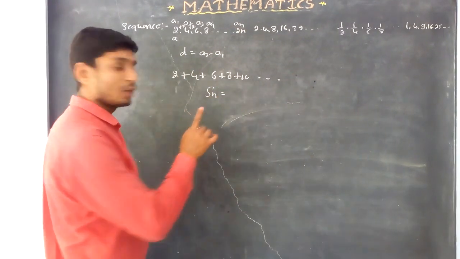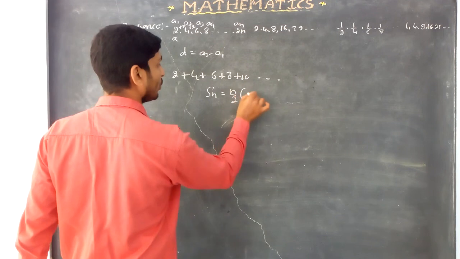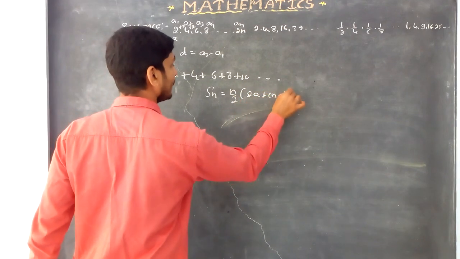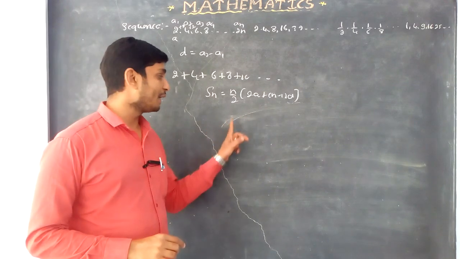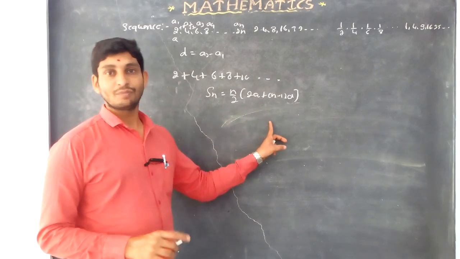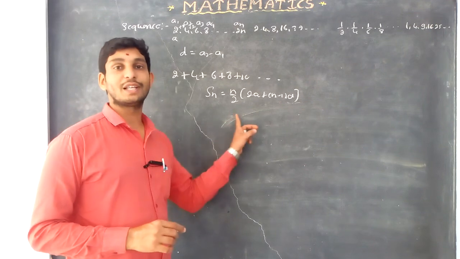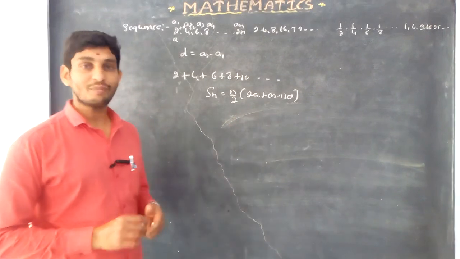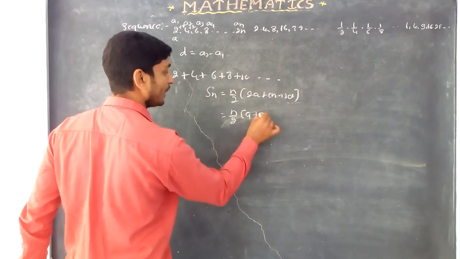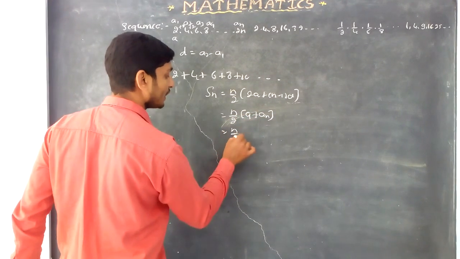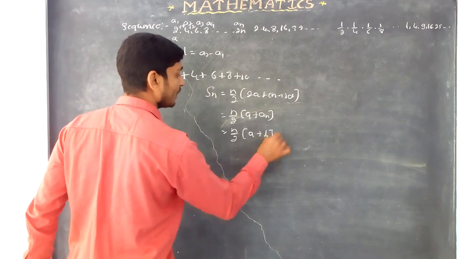Yes, the formula to find Sn is n by 2 into (2a plus (n minus 1) into d). Or you can use the formula Sn equals n by 2 into (a plus an). Or you can use the formula Sn equals n by 2 into (a plus L). What are the other two formulas? That is Sn equals n by 2 into (a plus an). Our last one is Sn equals n by 2 into (a plus L).